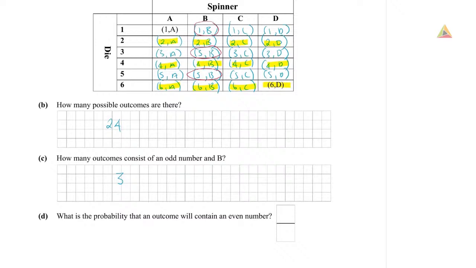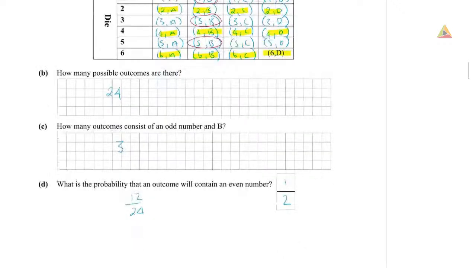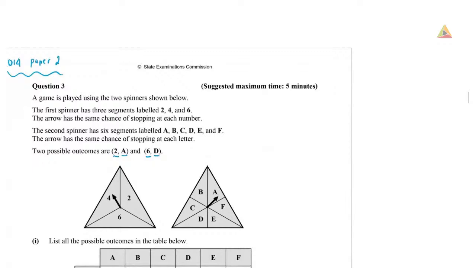So if we count them up, we have a total of 24, and out of that is 12. So 12 out of 24, which is going to break down to a half. And I think that is the last question there. So now we're going to go on to the next question, which is 2014 paper 2.